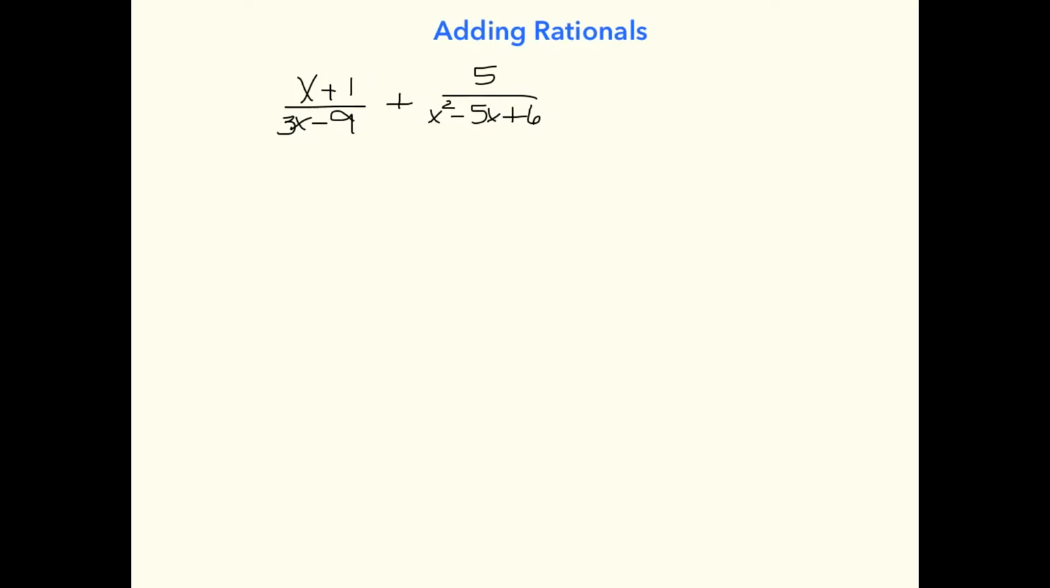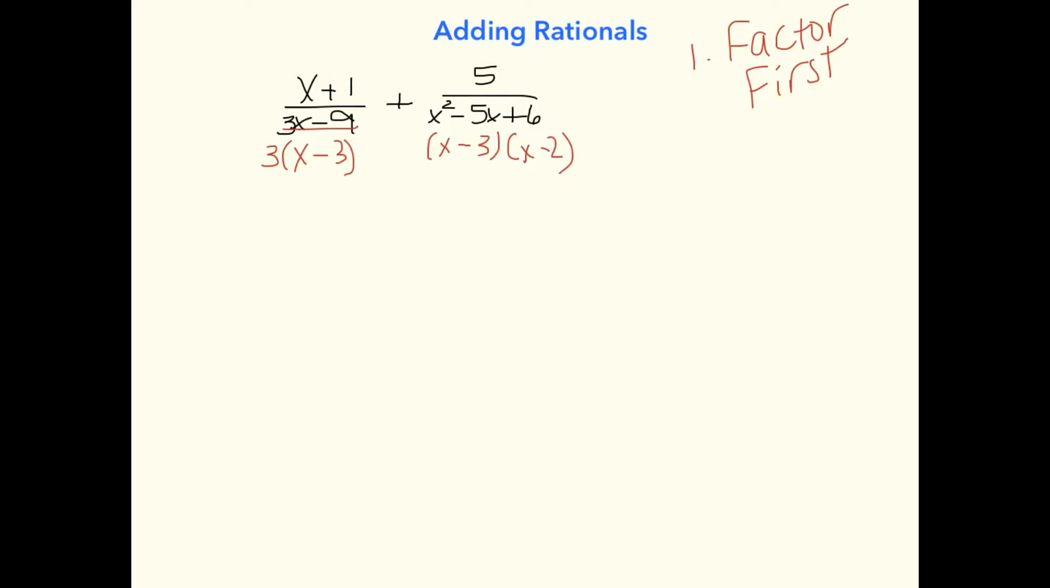Now we want to apply those same rules to adding and subtracting rational expressions. So here's one rational plus another rational. We want our denominators to be the same. And the fastest way to find that, just like when we were multiplying and dividing them, is to factor first. So this right here will factor to 3 times x minus 3. This factors to x minus 3 times x minus 2. X plus 1 is already as small as it'll go, and 5 is as well.